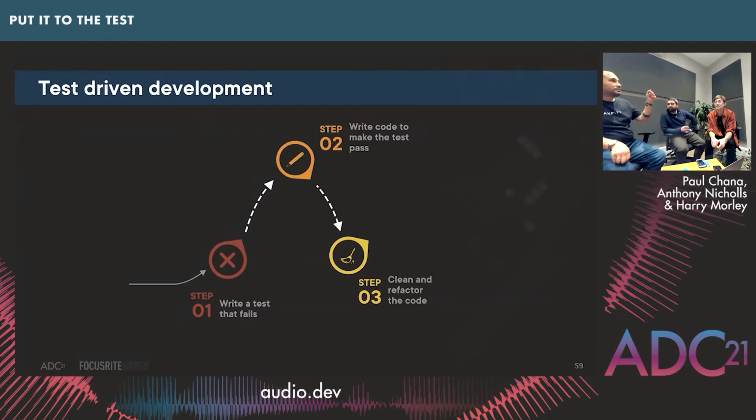What you've done there is you've written the behavior, you've written the interface part to it. The internals don't matter at this point. So the next step is to clean up and refactor your code. In getting that working, you may not have written particularly clean code.